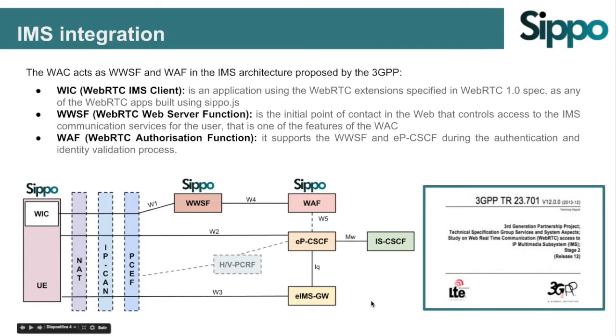In this case, they have defined probably three key elements: the IMS gateway, that's one of the vendors that I mentioned before, but also two different elements: the WebRTC web server function and the WebRTC authentication function, with different interfaces and different capabilities, and the Sippo WAC is playing the role of these two elements. In fact, we think that we are the first in the industry to support this. So you can see the WAC as the WWSF and the WAF together with the WebRTC applications of Sippo or third parties, that could be the WebRTC IMS client that you can see here.